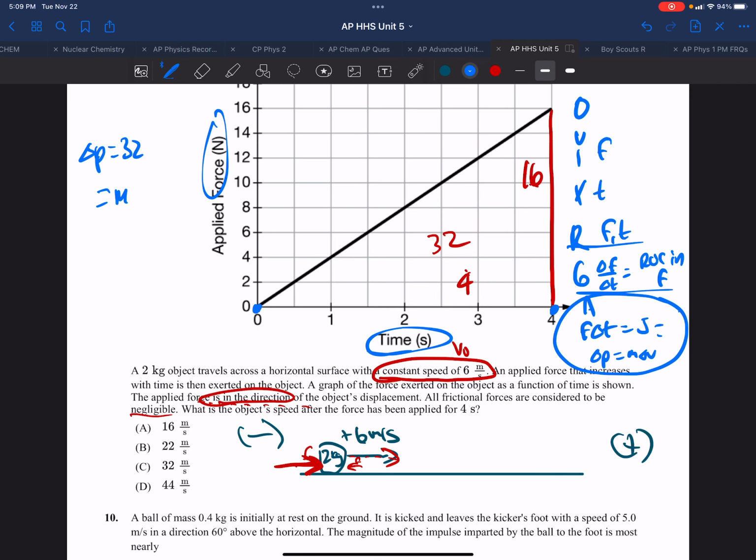And that is equal to m times v minus v0. And the mass we know is 2. The change in momentum is 32. We don't know the final velocity, but the initial velocity is 6. So we'll divide both sides by 2, and we have 16 equals v minus 6. Adding 6 to both sides, and we get v equals 22 meters per second. Choice B.